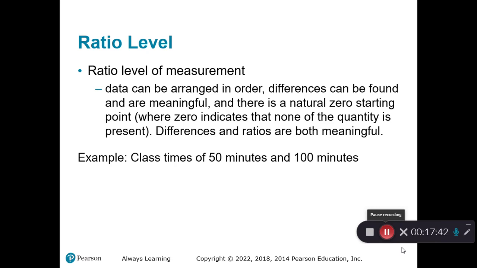Now, why that's important is that if we have a natural starting point, then now we can start computing ratios. I can actually say things like a class that lasts 100 minutes lasts twice as long as a class that lasts 50 minutes. So that phrasing of twice as long, that is a ratio, right? There's a 1-to-2 ratio in the length of those class meetings.